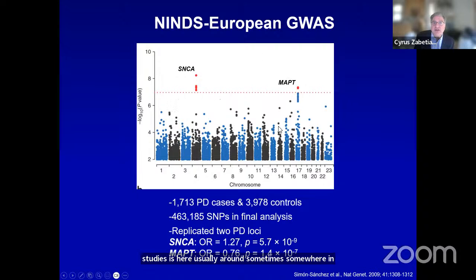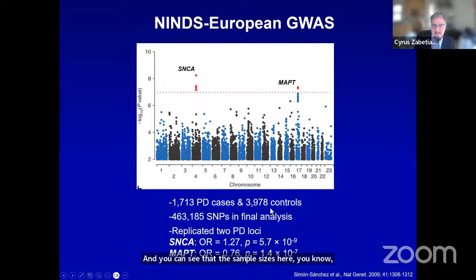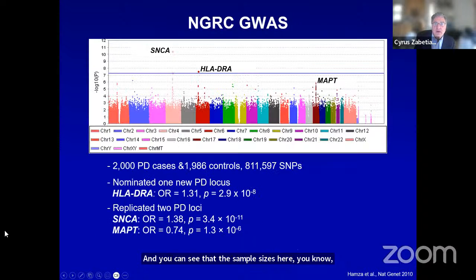So this was one of the very first GWASs that was published, and lo and behold, common variants in synuclein were at the top. This is the MAPT gene, which encodes tau and is a key player in tauopathies. And these were the only 2 that reached significance. You can see the sample sizes here, somewhere between 1,500 and 2,000 cases and 4,000 controls. The following year, we were involved in a GWAS study from 4 sites that replicated these data, but also showed that a variant within one of the HLA loci was also associated with PD.